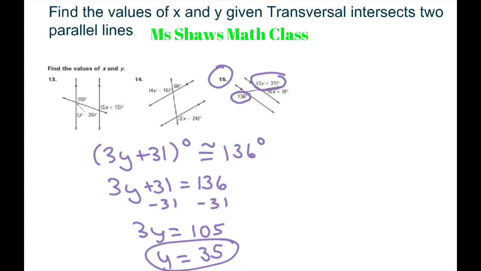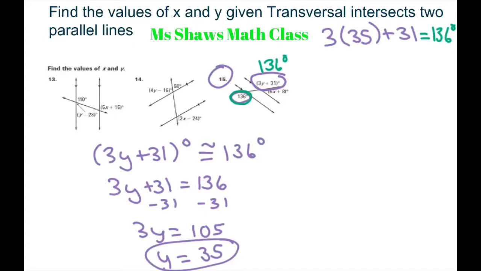Now, if y is 35, you're going to plug that in and see what this angle is. So 3 times 35 plus 31. When you go back, it's going to give you 136. So if this is 136, then we know we did it correctly.